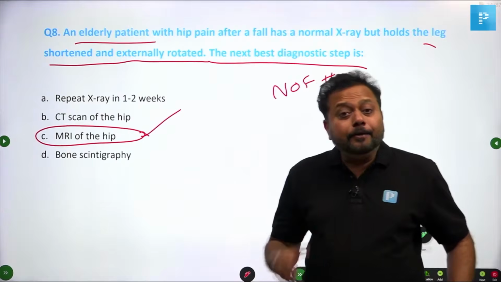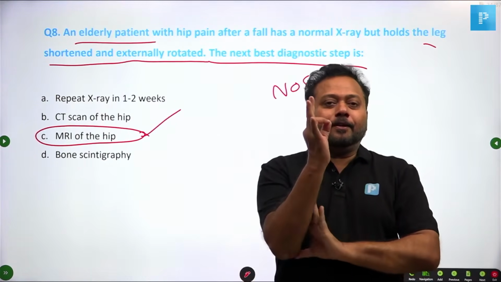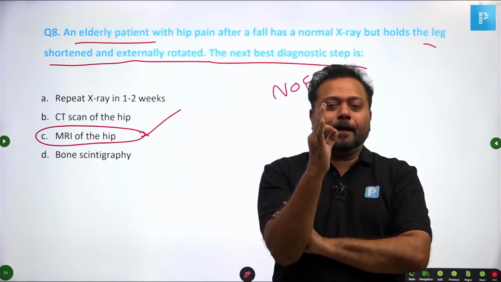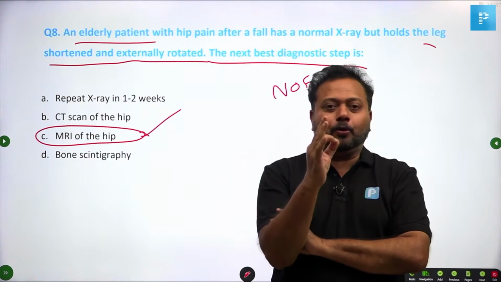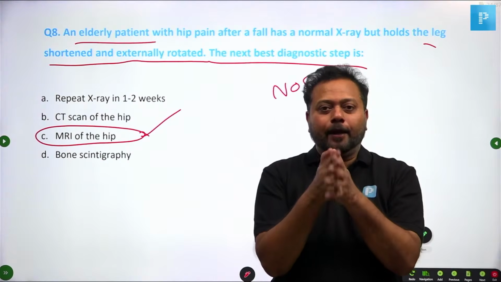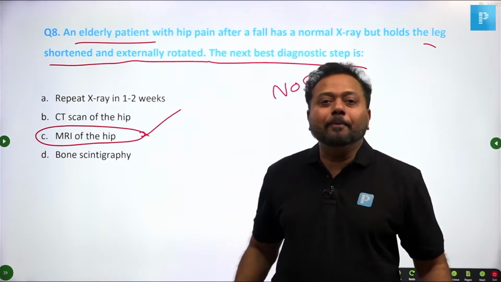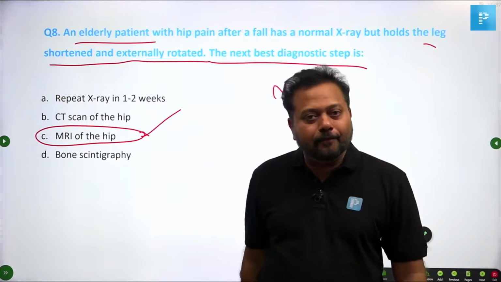And just now we have completed the topic avascular necrosis. Best investigation when you suspect AVN, avascular necrosis, is MRI. Earliest way, best way to diagnose avascular necrosis is MRI. So MRI won't miss anything. So that's the best investigation.